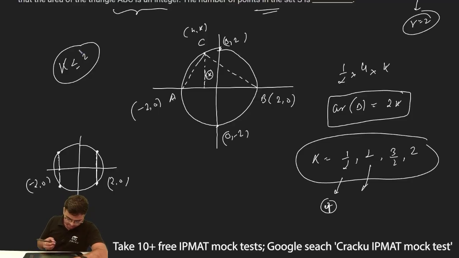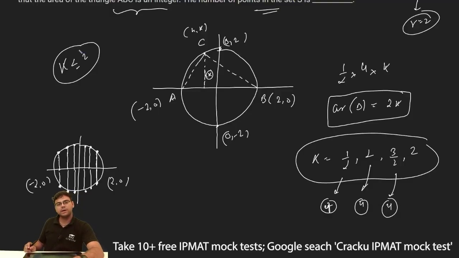Now for 1, similar to the 1 by 2 approach, if this height is 1, this height is also 1, this height is also 1, and this height is also 1. So all these 4 are representing the height as 1, and for all these there are 4 different points, 4 different coordinates on the circle. So again for 1 there are 4 points. Similarly for 3 by 2 height, this can be 3 by 2, this can be 3 by 2, and this is also 3 by 2. So all these 4 points will give me the height 3 by 2.